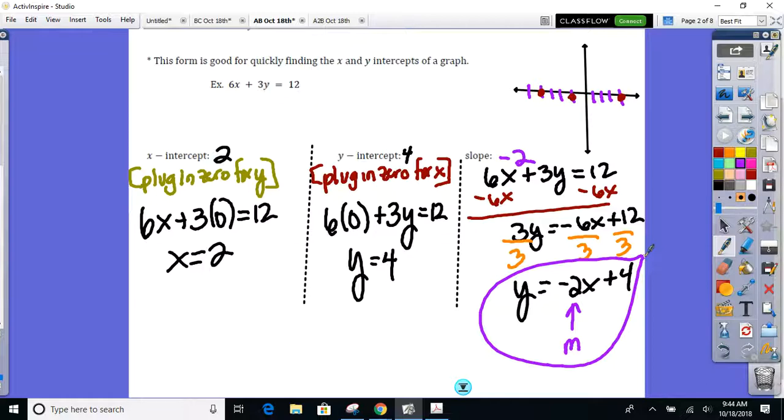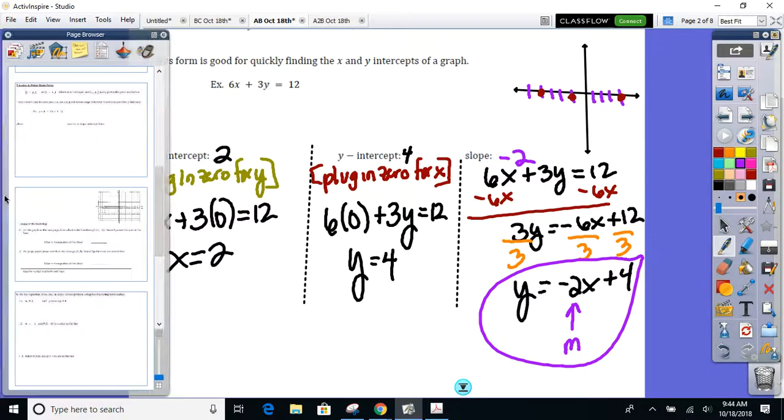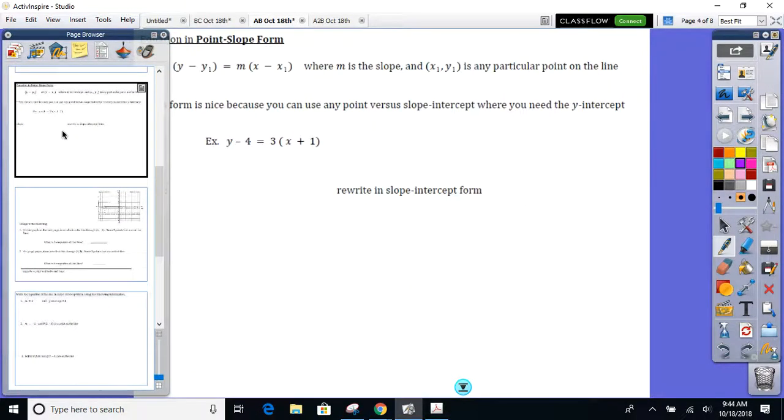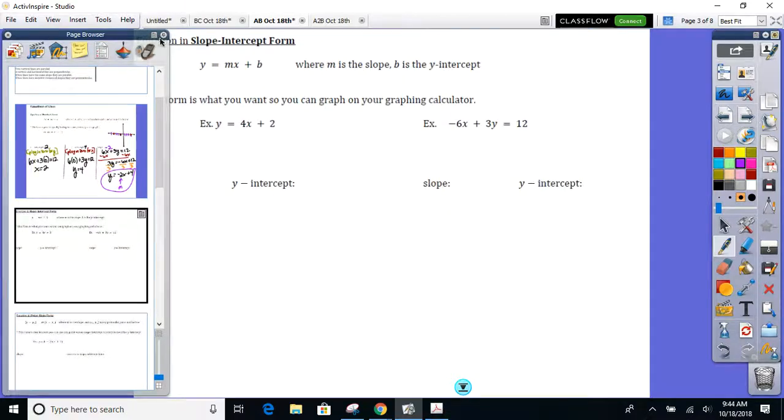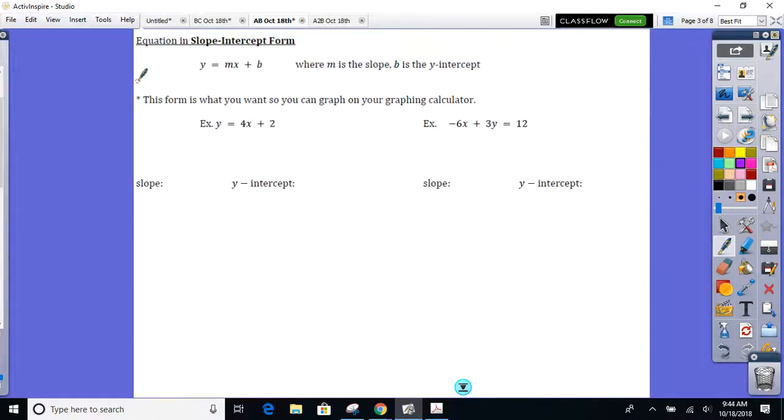That's the next form we're talking about, which is called slope-intercept. Slope-intercept form, when y is all by itself. Okay? That is y equals mx plus b. That is not the slope formula. M is your slope, and what's b represent? The y-intercept, where it crosses the y-axis. Yep.